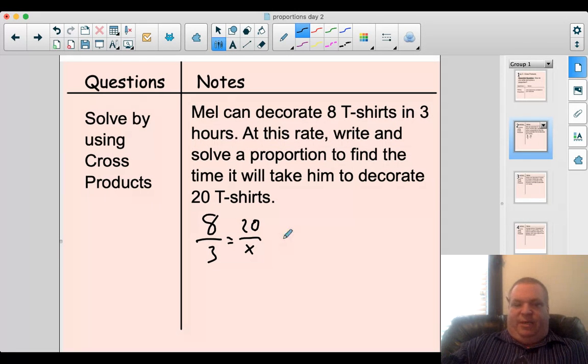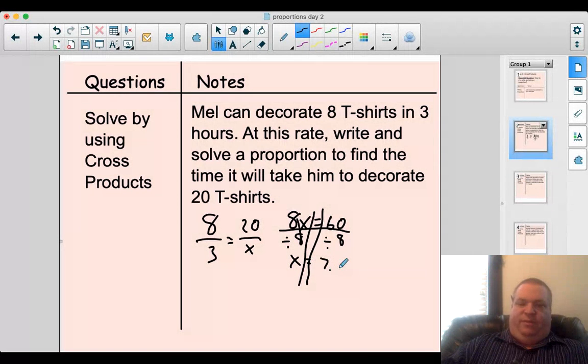Once it is, I can go ahead and solve. I do 8 times x is 8x. 3 times 20 is 60. Okay, then I do my train tracks. I'm going to get the x by itself, so I divide by 8. I get x equals 7.5. Okay, so 7.5 hours is my answer.